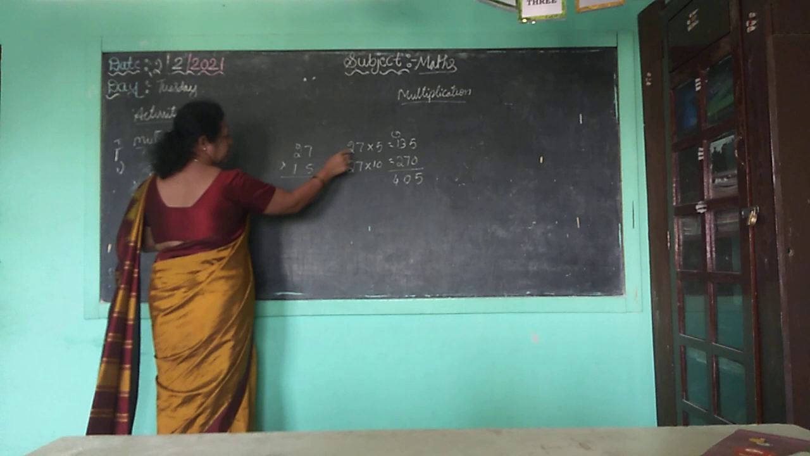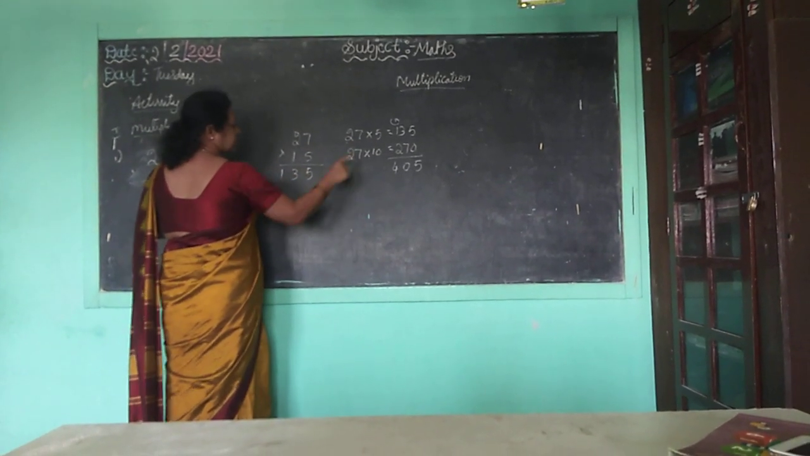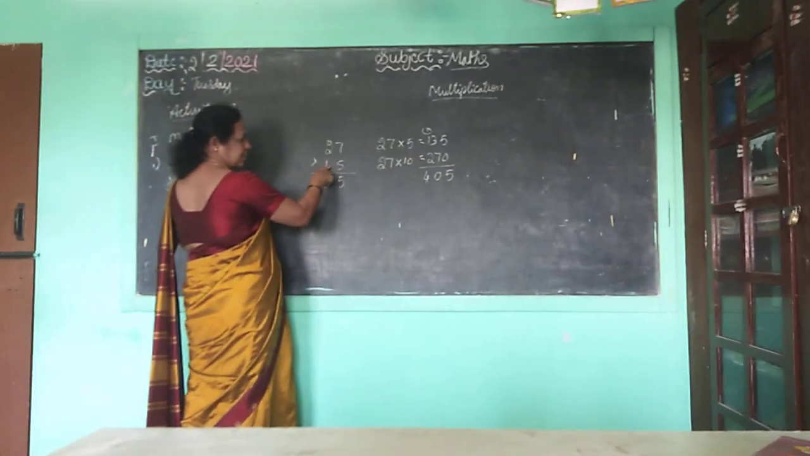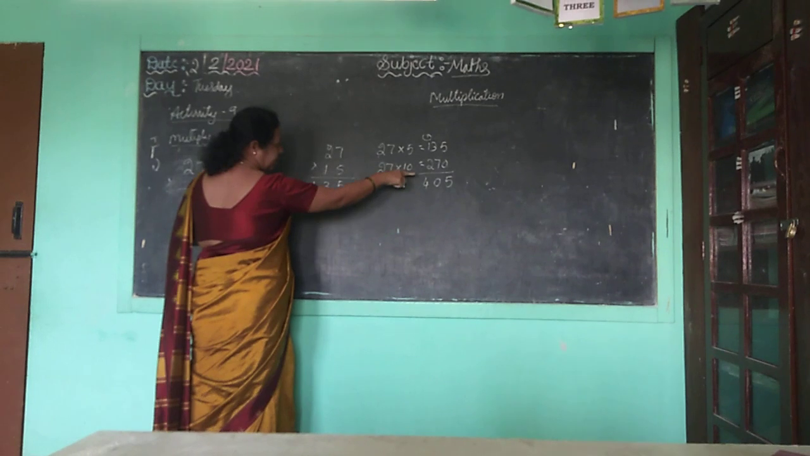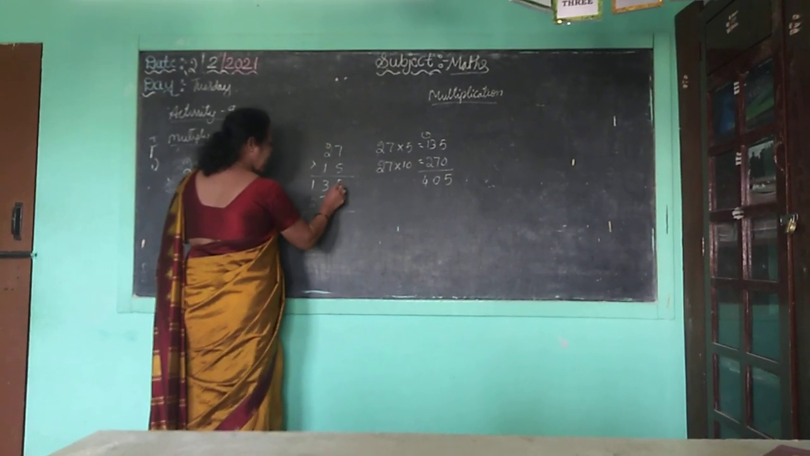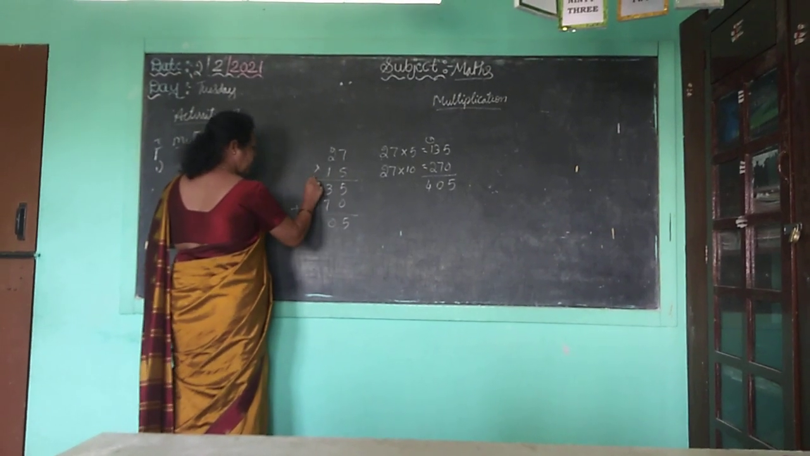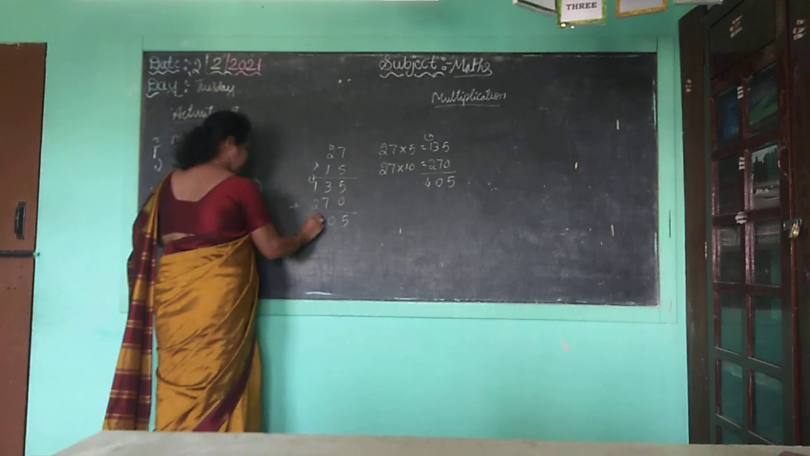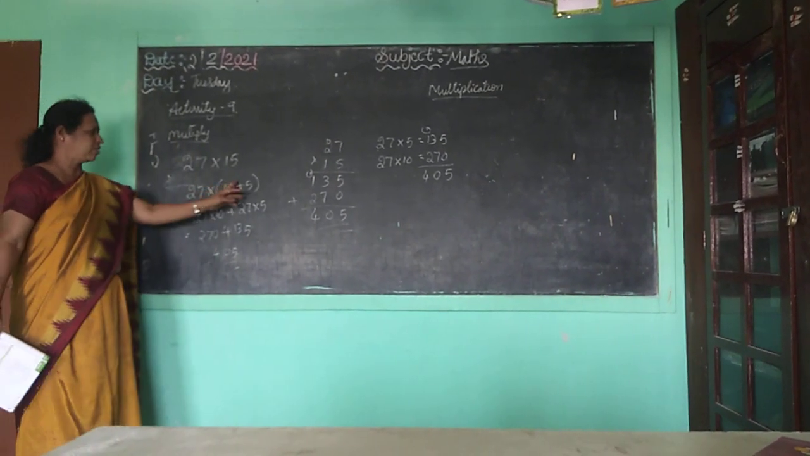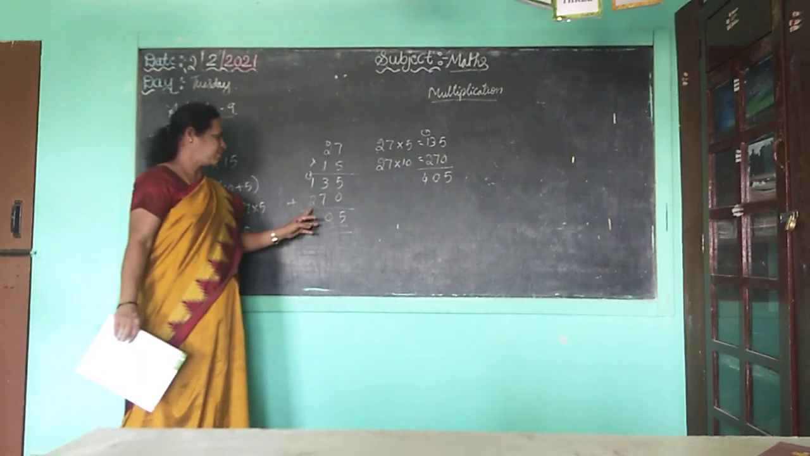See now: 27 into 5 is how much? 135. 27 into 10, because it is tens and ones, how many tens are there? 1 ten. So multiply 27 by 10 and you will get 270. Now add both: 5, 3 plus 7 is 10, 1 carry, 1 plus 1 is 2, 2 plus 2 is 4. That is 405. See children, how much you got while expanding one number and multiplying? That is 405, and 27 multiplied by 15.